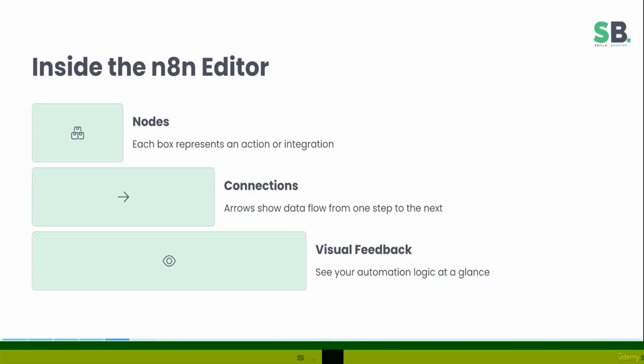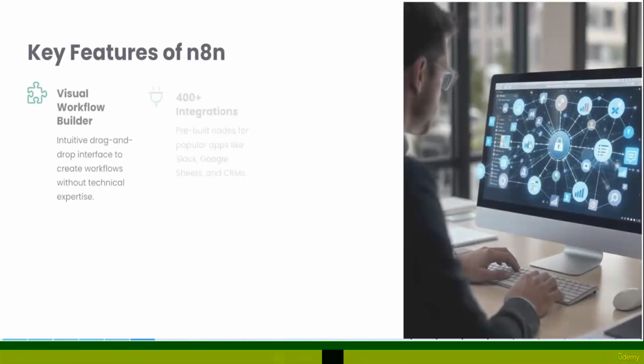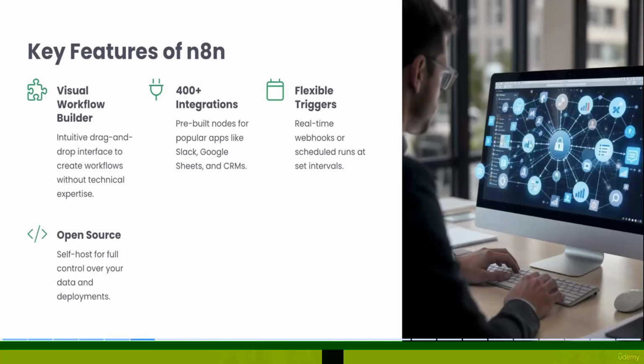You have connections. Arrows show data from one step to the next one. And you have visual feedback. See your automation logic at a glance. The key features of n8n are the Visual Workflow Builder. You have an intuitive drag and drop interface to create workflows without technical experience. You have 400 integrations, pre-built nodes for popular apps like Slack, Google Sheets, and CRMs.